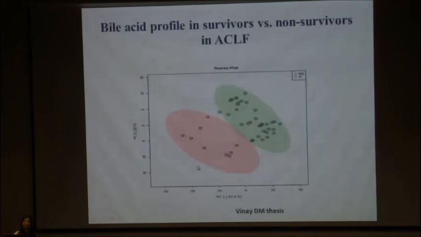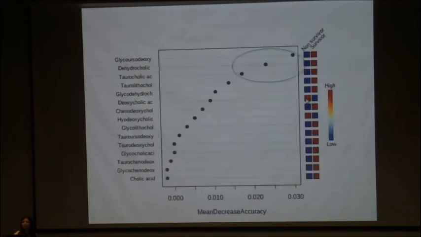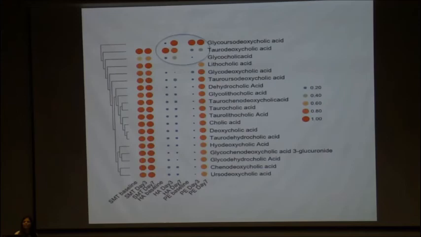I showed you the total bile acid, but what about the profile? Clearly there is a difference in the profile of bile acids also. This is metabolomics data, Dr. Vinay's thesis, where we compared standard medical treatment with plasma exchange and bilirubin adsorption therapies, and we showed that the bile acid levels and the type of bile acids were also different in these patients.